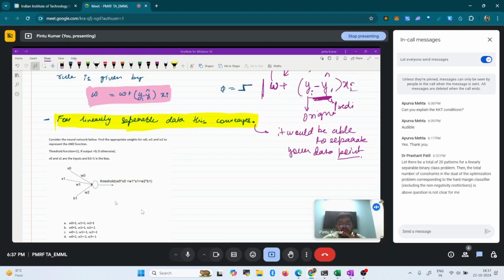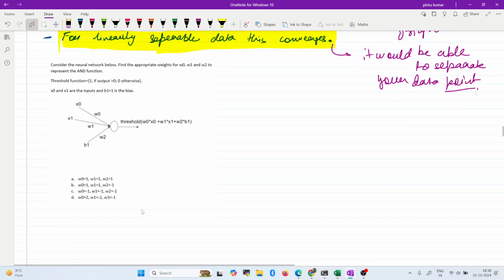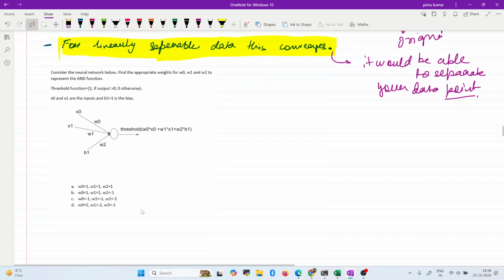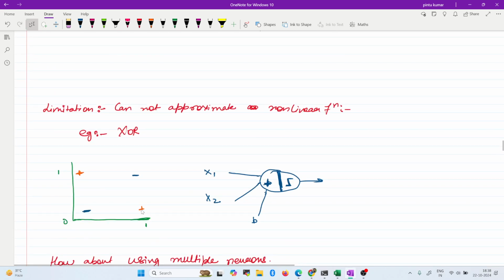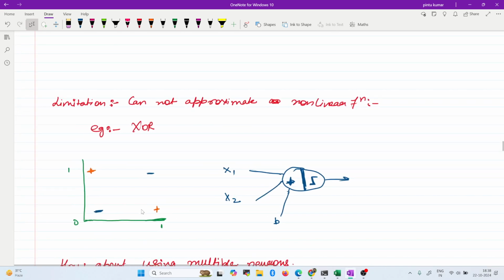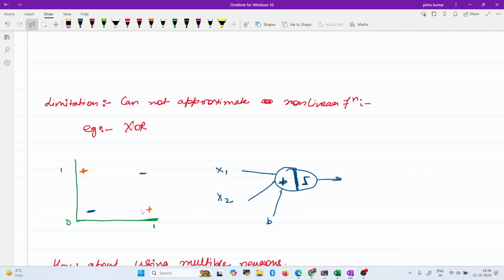Any doubt in what we are discussing, linear separability, this perceptron idea? I'll just give you a motivation, and then I can take the question that Dr. Prashant Patil has asked.